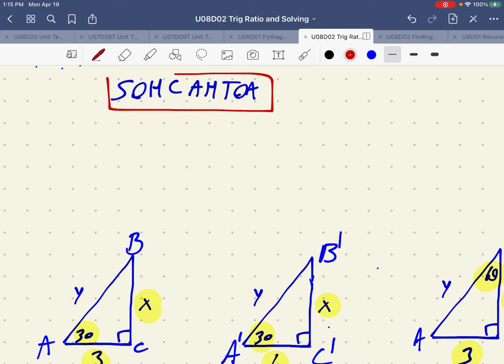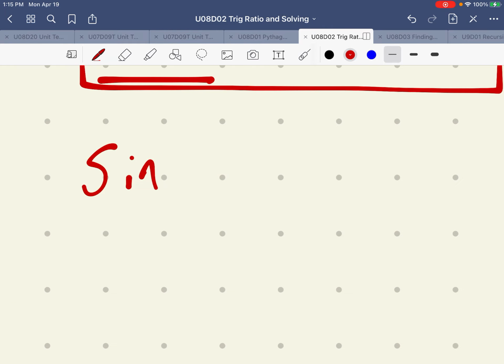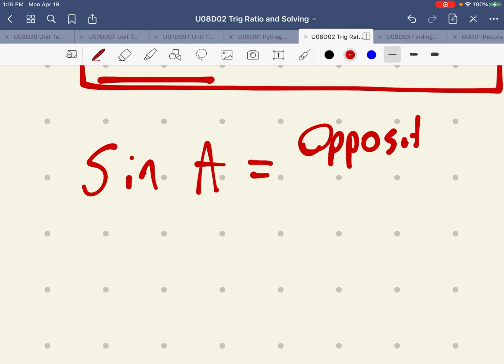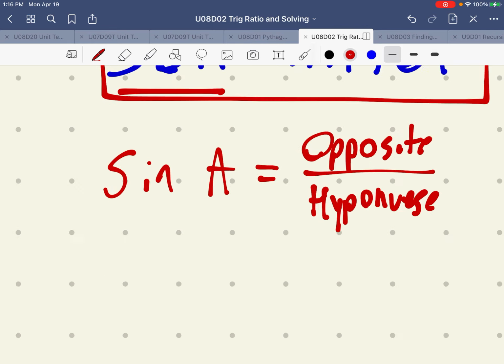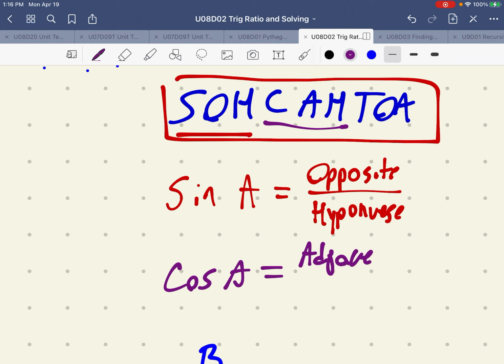It says SOHCAHTOA. What it means is SOH stands for the sine, which is a button on your calculator, of a given angle will be equal to the measure of the opposite side of that angle, meaning the side across from it, over the hypotenuse. The hypotenuse is its own side. Secondly is the CAH, which is the cosine of a particular angle, which is going to be equal to the side that is adjacent to that particular angle over the hypotenuse.